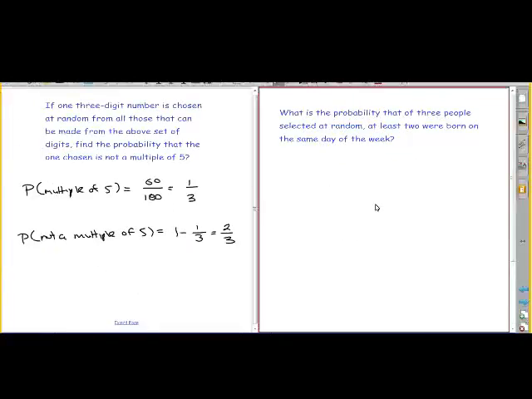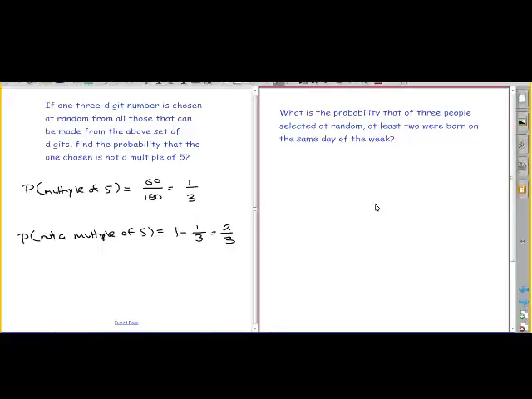Okay, so this is a similar kind of thing. What is the probability that of 3 people selected at random, at least 2 were born on the same day of the week? So this is an at least problem. Remember what we said, at least can be written as an inequality. So what is the inequality that represents at least 2?